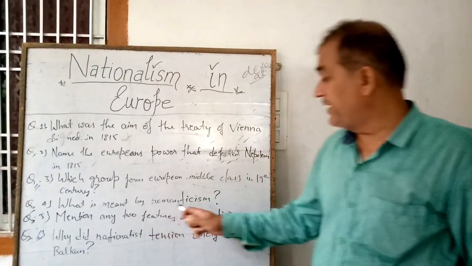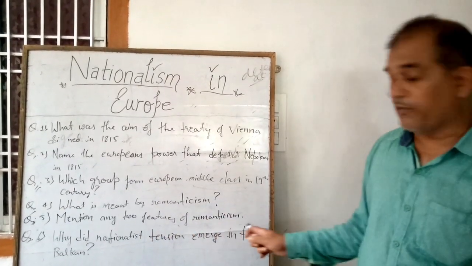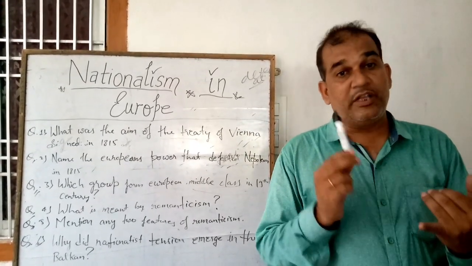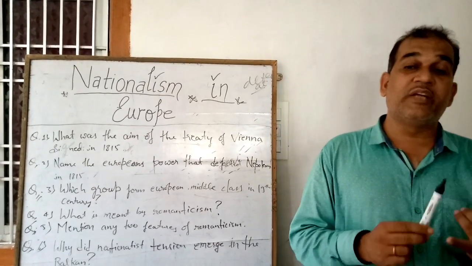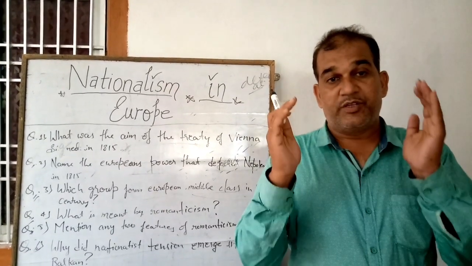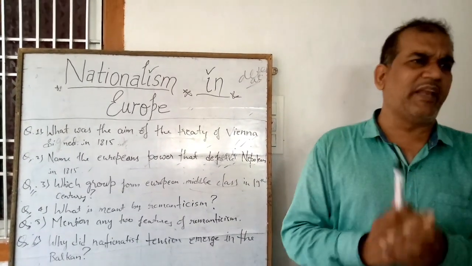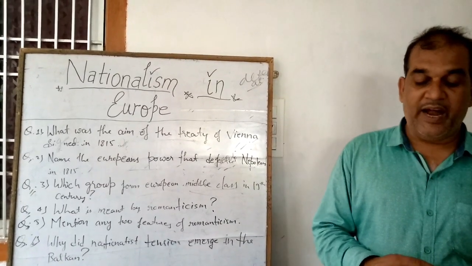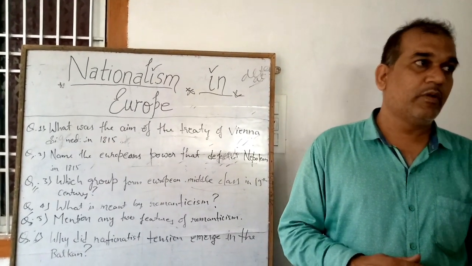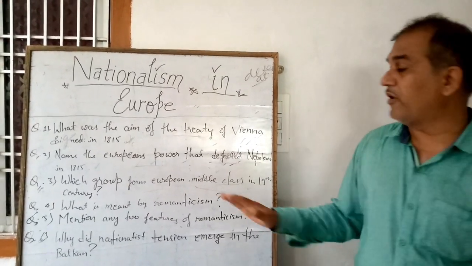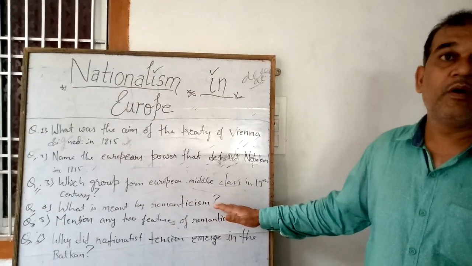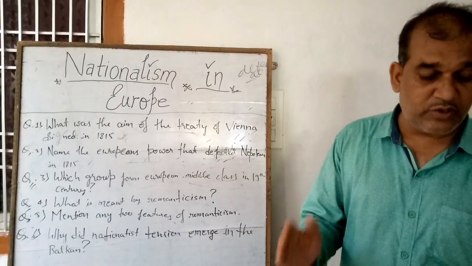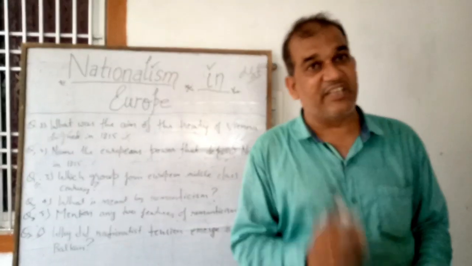The next question, mention any two features of romanticism. As we have discussed, it was a cultural movement which tried to develop a particular nationalist feeling among the people. Its first feature was that it popularized the idea of the nation through song, folk poetry and folk dances, through folk songs, music, poetry and folk dances.